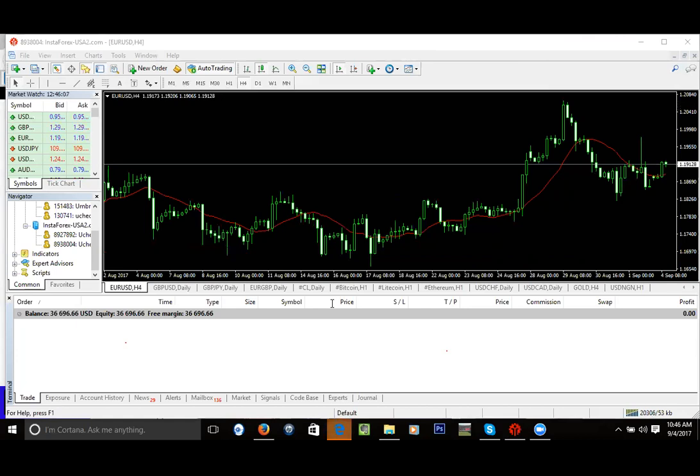Someone asked me which site is good for news. I say Bloomberg.com, oilprice.com, and you can equally use forexfactory.com.